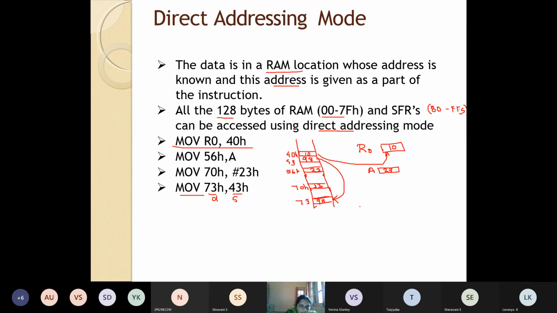Okay, so you have seen the register addressing mode. Direct register to register transfer is not possible, but direct memory to memory transfer is possible. Okay, any doubt is there?